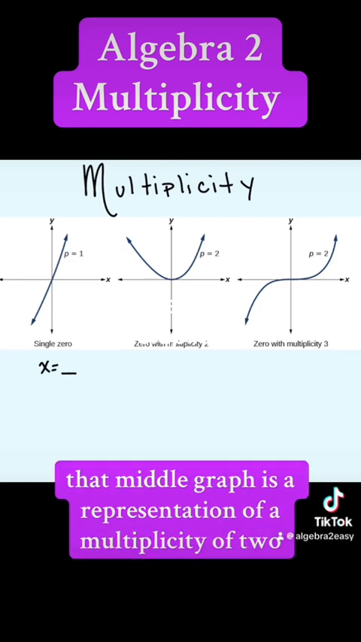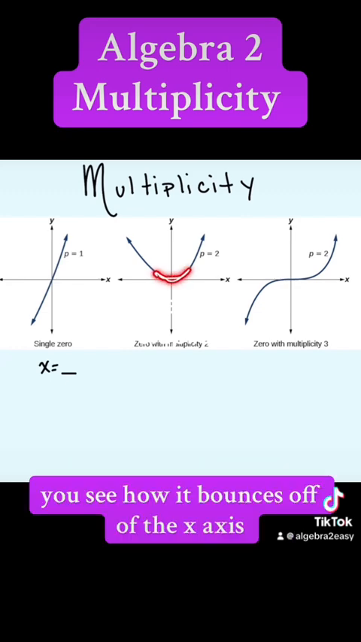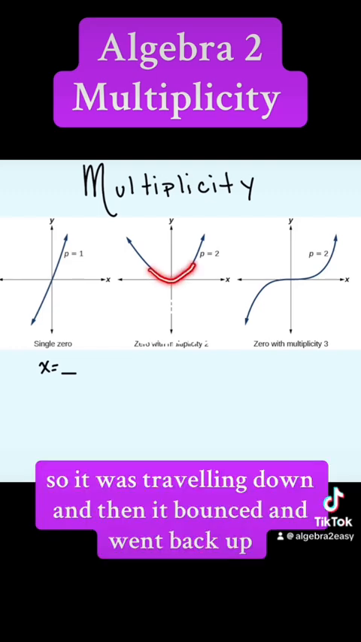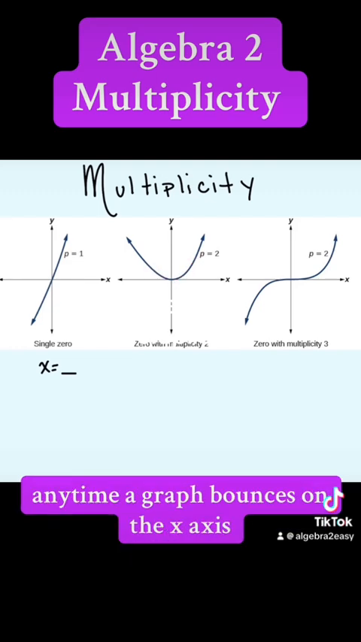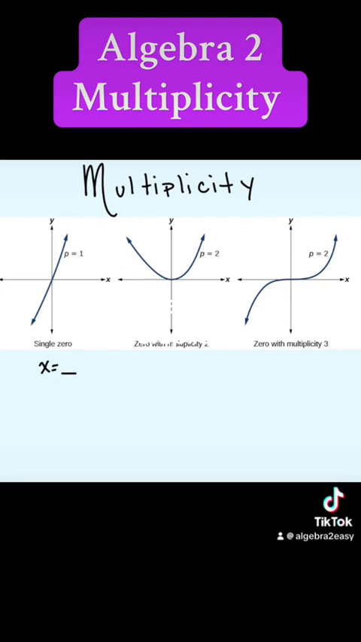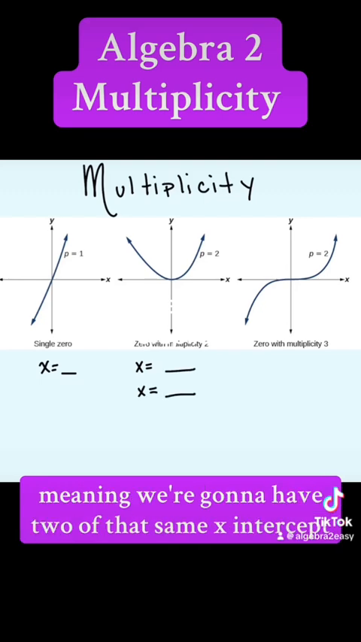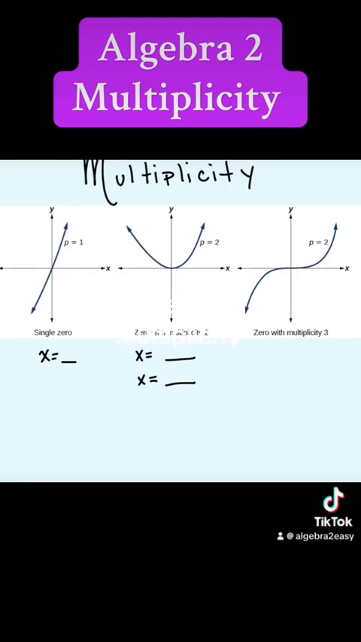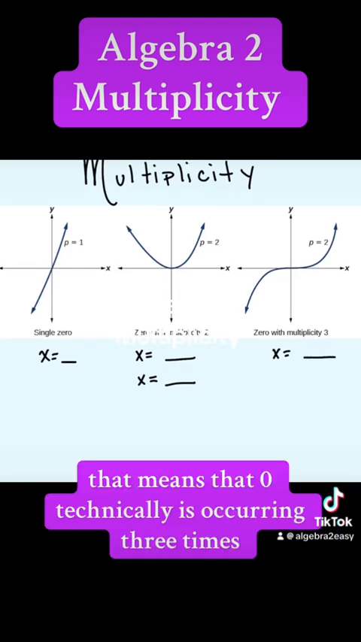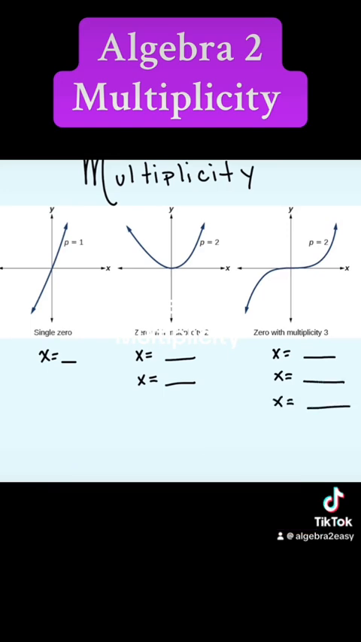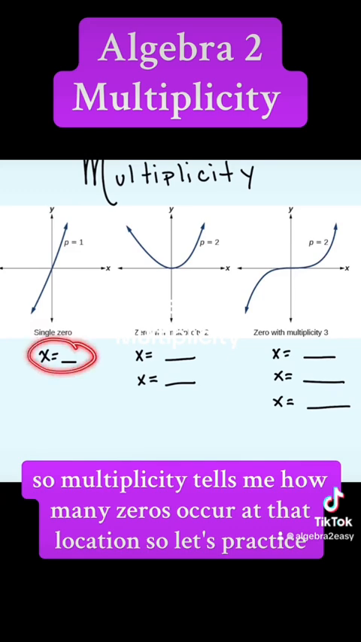Now that middle graph is a representation of a multiplicity of 2. You see how it bounces off of the x-axis? So it was traveling down and then it bounced and went back up. Anytime a graph bounces on the x-axis, that is a multiplicity of 2. So that's going to be x equals and x equals, meaning we're going to have 2 of that same x-intercept. With a multiplicity of 3, that means that 0 technically is occurring 3 times. So multiplicity tells me how many zeros occur at that location.